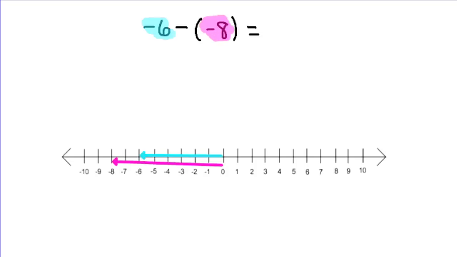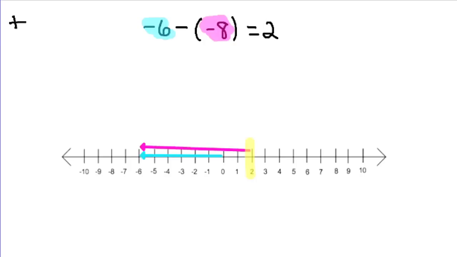Once again, if this were addition, I would go 6 units to the left and then another 8 units to the left. But it's not, it's subtraction, which is the opposite, so I will go 8 units to the right. And you can see, as in the previous 2 examples, that the arrow ends at positive 2, which tells us that negative 6 minus negative 8 is positive 2. Let's use our other 2 techniques to confirm this.